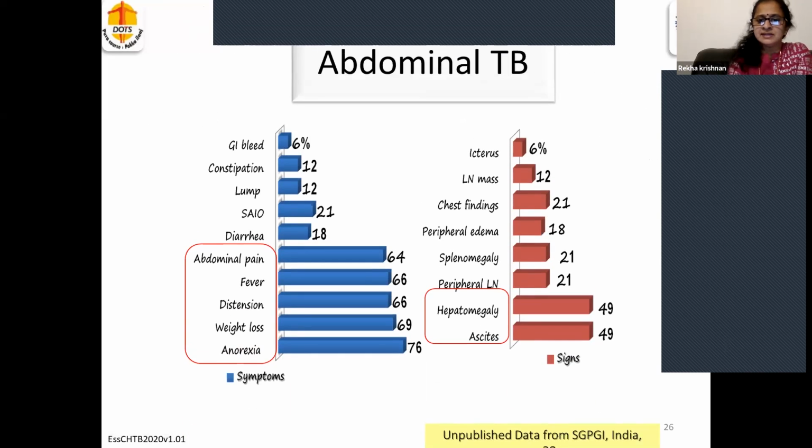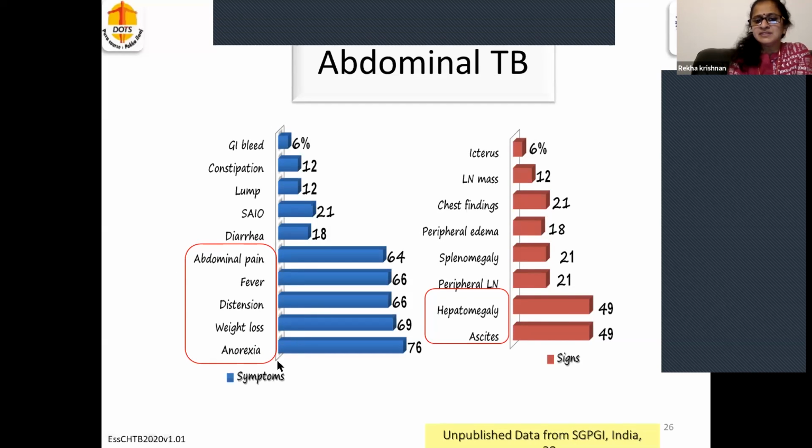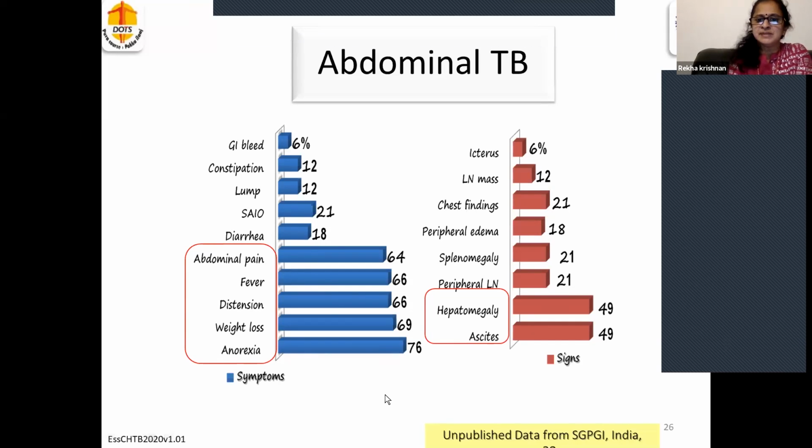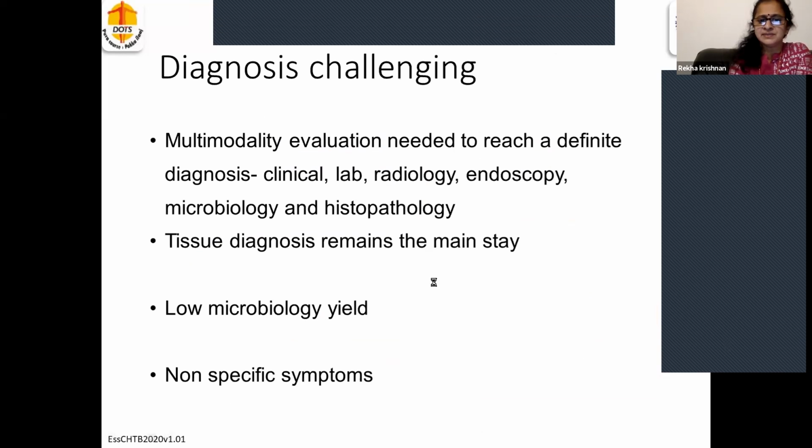Then, coming to just 2-3 slides regarding the common points about abdominal tuberculosis. These are the common presentations: abdominal pain, distension, weight loss, anorexia. If we don't ask about these symptoms, there is a chance of missing them. So always ask about them, and search for hepatomegaly and ascites, which may go unnoticed. The diagnosis is challenging, so if we are suspecting it we have to do multimodality investigations, because of the low microbiology yield and non-specific symptoms.